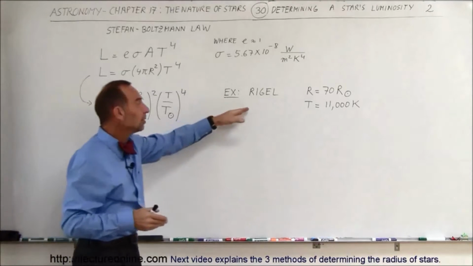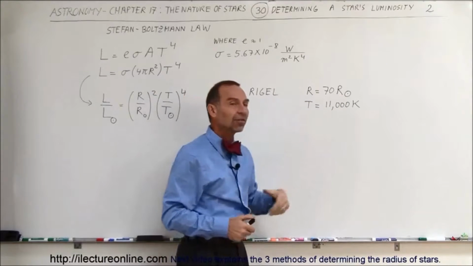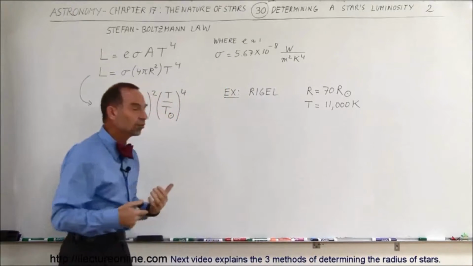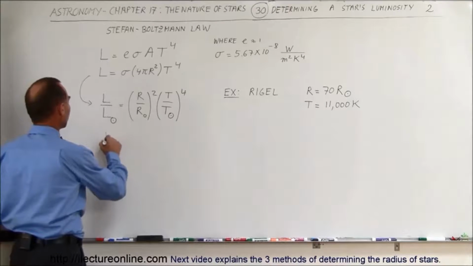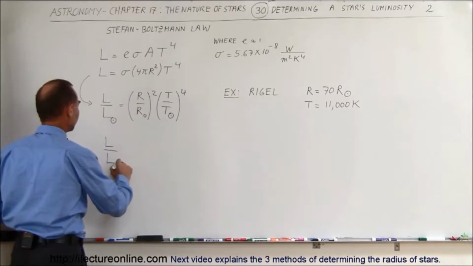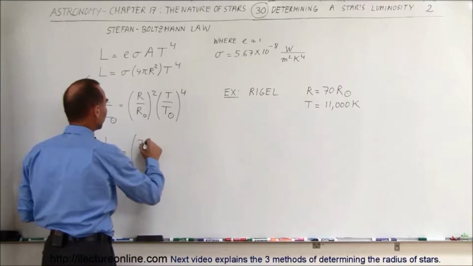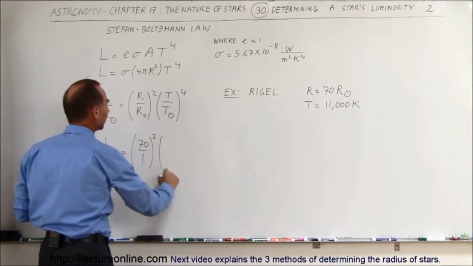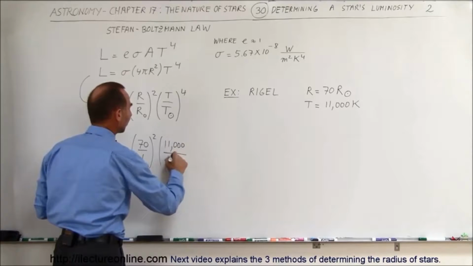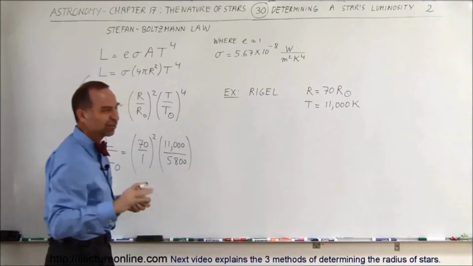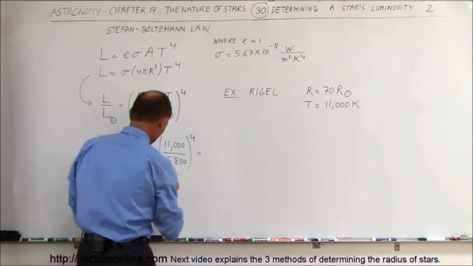For example, Rigel: the radius is about 70 times the radius of the sun, and the temperature is about 11,000 degrees Kelvin. So relative to the sun, what is the luminosity of Rigel? Let's go ahead and work that out. The luminosity divided by the luminosity of the sun is equal to the ratio of the radii. So the ratio would be 70 to 1, quantity squared, and the temperature for Rigel is 11,000, and the temperature for the Sun is about 5,800. It's actually slightly less, 5,770 or something like that, but that's close enough, and we raise that to the 4th power.